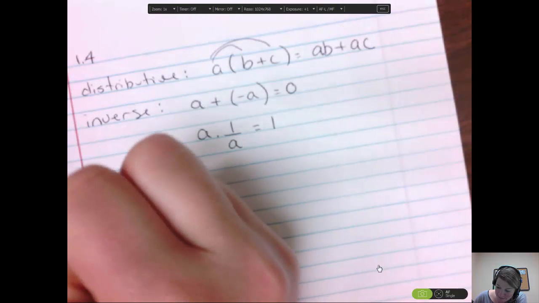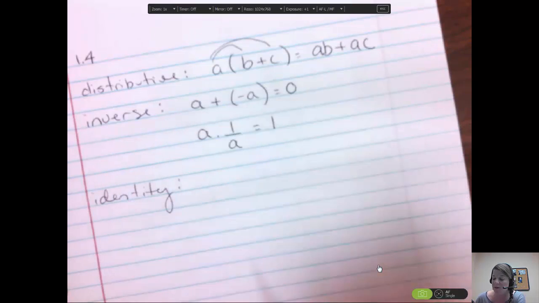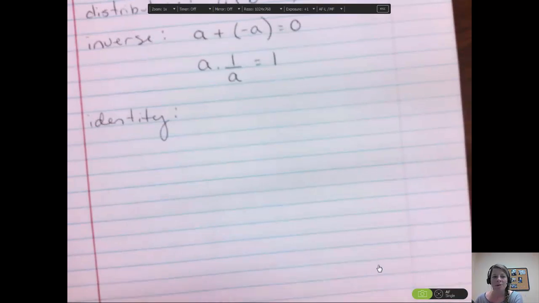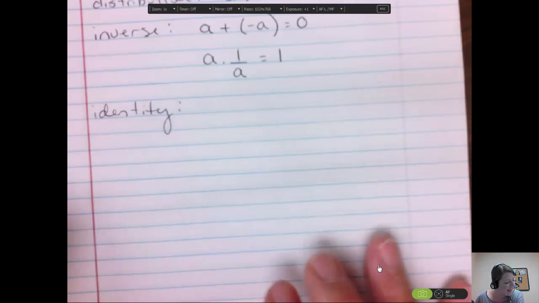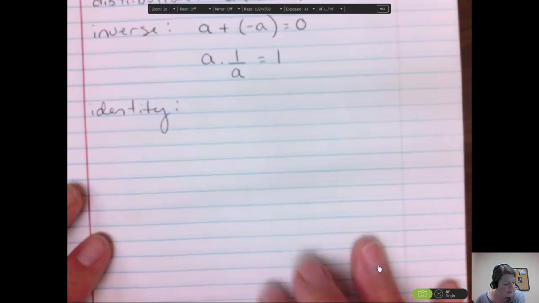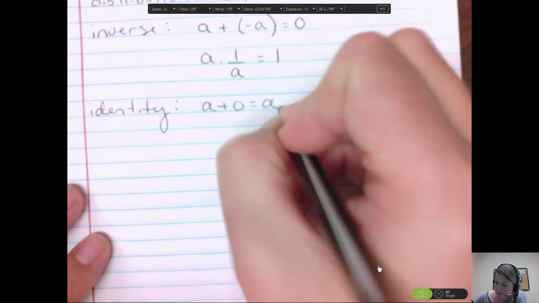Identity, well, if you think about your identity, you want to keep your identity, right? So I want to keep my identity. I want to be Charity McKenzie. So if I want to keep that identity, what can I add to me that would still give me me? So think of a number. If I want 2 and I want to stay 2, what can I add to it to get 2? I can add 0. So the identity of addition is adding 0. I get out what I started with.